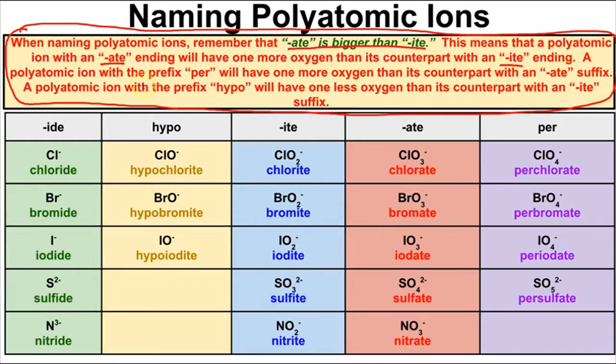And furthermore, it says a polyatomic ion with the prefix per will always have 1 more oxygen than its counterpart with an ate suffix. And last but not least, a polyatomic ion with the prefix hypo will have 1 less oxygen than its counterpart with an ite suffix. So what the heck does all of this mean?